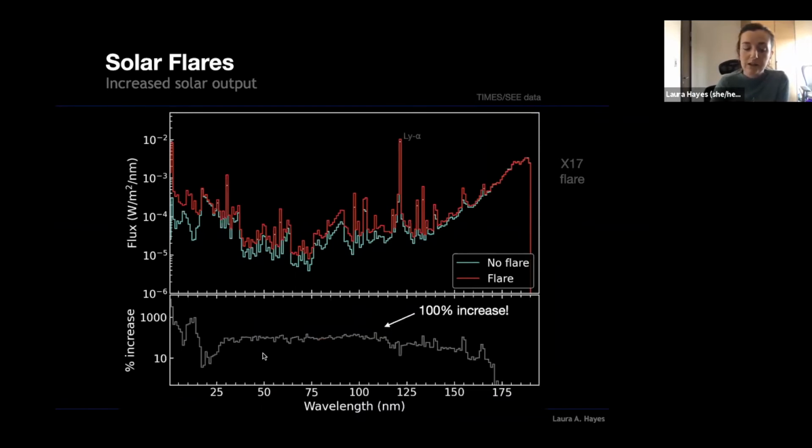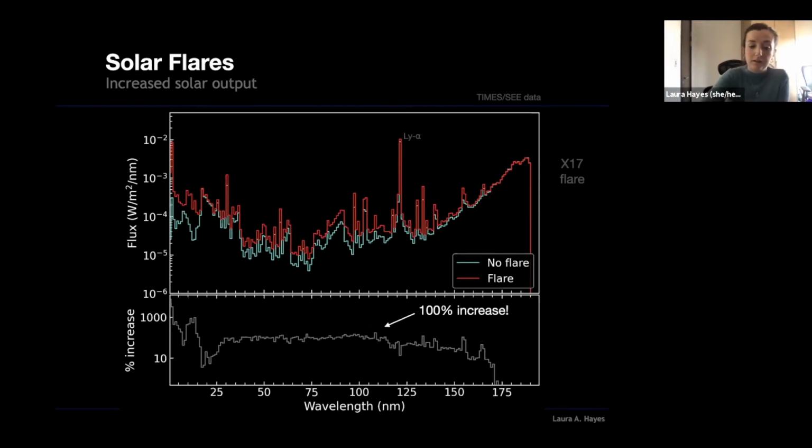But if we actually look at the percentage increase of this flare across the spectrum, we can see it's on the order, in the UV range, of around 100%. But as you get closer to the EUV, or the extreme ultraviolet wavelength range, you can see it goes up to like 1,000%. And as you move down this wavelength band, if you went into the soft X-rays, you would see that it can be tens of thousands, hundreds of thousands of percent increase.